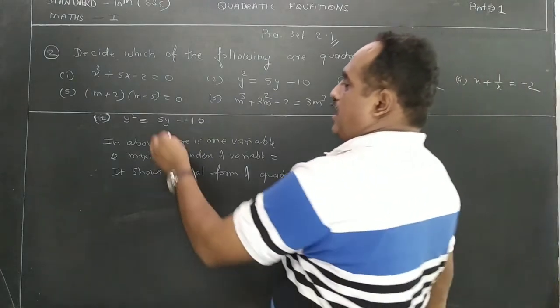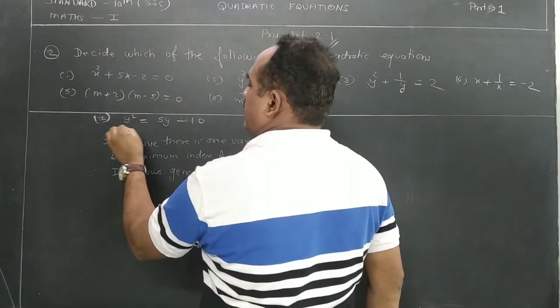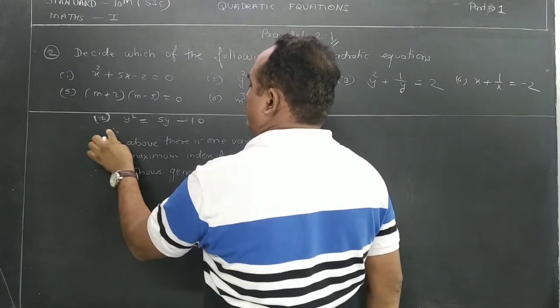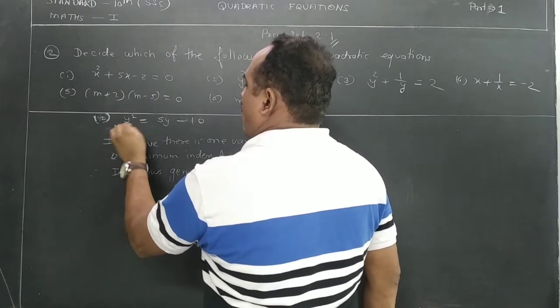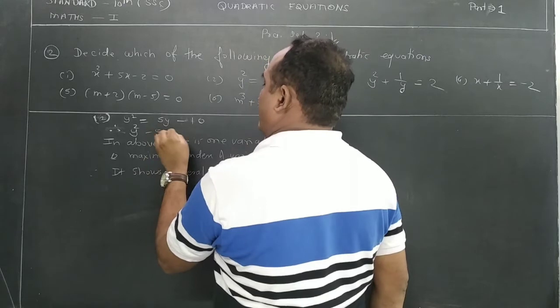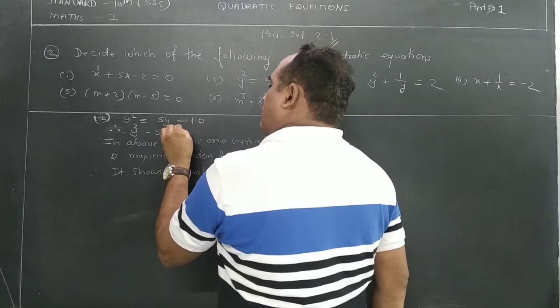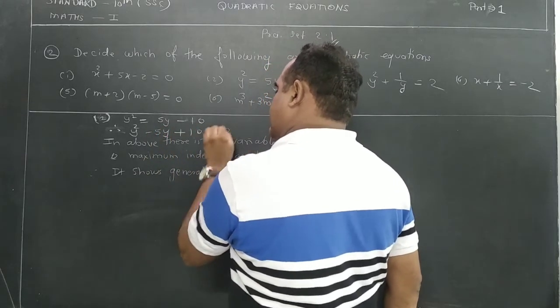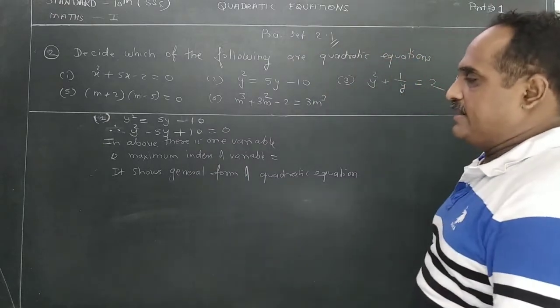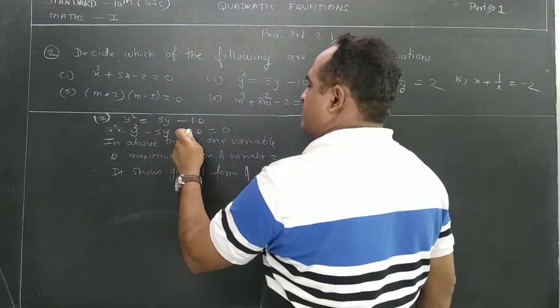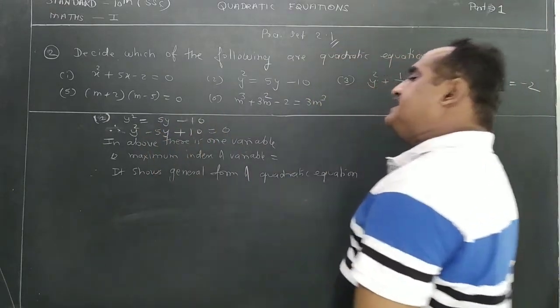Now, how am I going to do it? Therefore, please put a therefore sign. y square minus 5y plus 10 is equal to 0. What is that? y square minus 5y plus 10 is equal to 0.